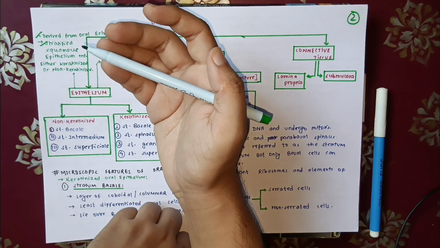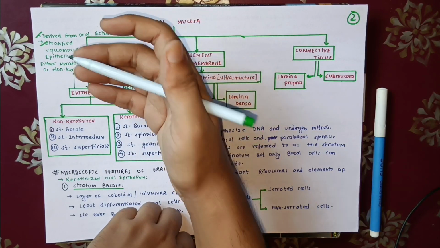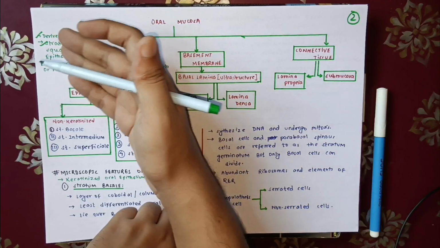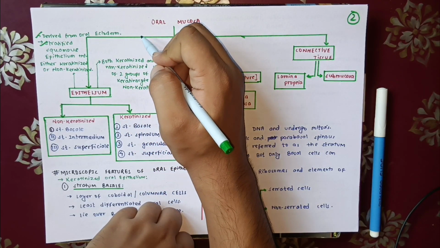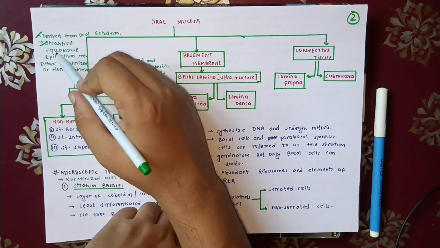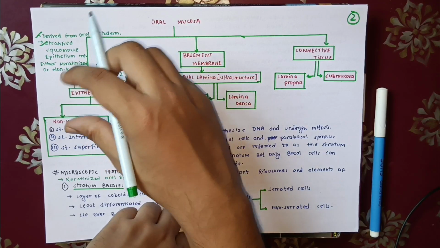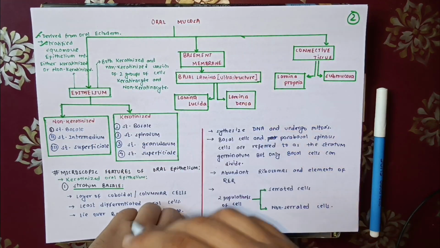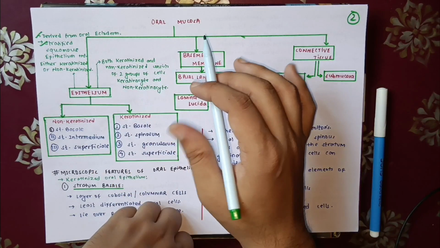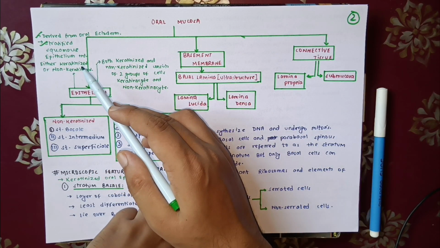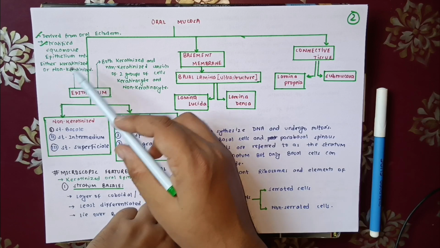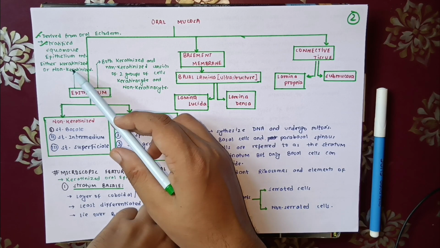Stratified, I think you are familiar with this term: there are different layers of epithelium. Squamous means there are flattened polygonal squamous type cells at the topmost layer of the epithelium. So it is a squamous and stratified epithelium, and it may be of the keratinized or non-keratinized type.